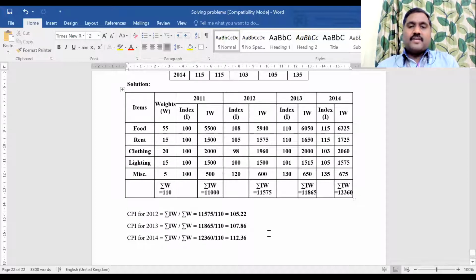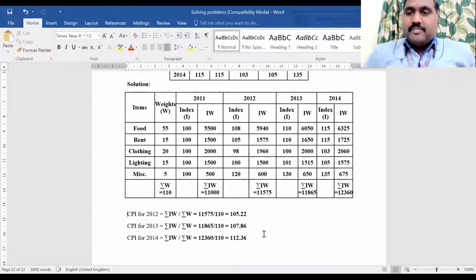You can copy this table and the values. With that, the consumer price index number is over, chapter 5 index number is over, and the business statistics subject is over.